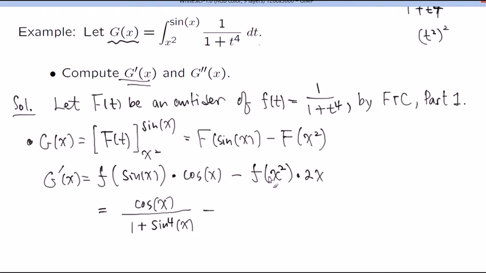Second term, your input is x squared, so 2x goes in the numerator there. I have 1 plus x to the 4th. Fair enough? That's the answer. There's nothing mysterious about this. Everything, cosine x, sine x, and x to the 4th, became explicit, right?